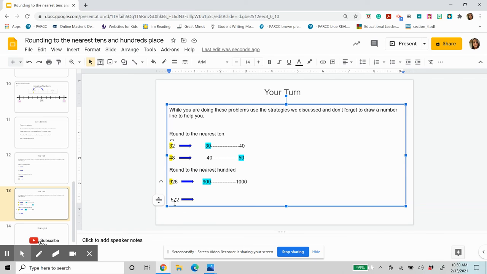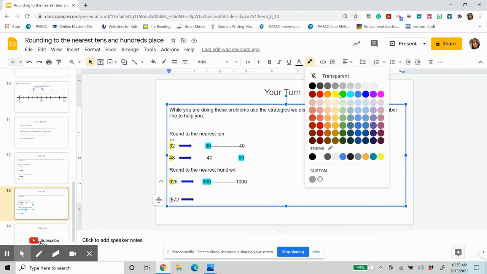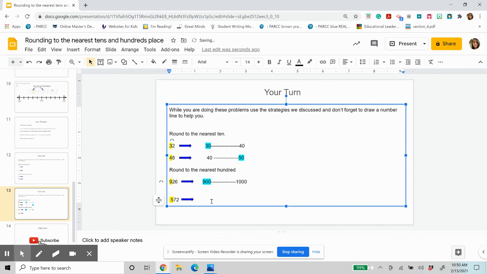And round to the nearest 100 again, 572. I'm looking at the 5 because that's in the hundreds place. I'm setting up my number line. So 500 is the first 100. 600 is the next 100, right? I'm going to look at my deciding number, which is the 7. It's the one right next to it. 7 is larger than 5. So I'm going to round up. So we're going to go to the higher number, 600, okay? So 572 rounded to the nearest 100 is 600.